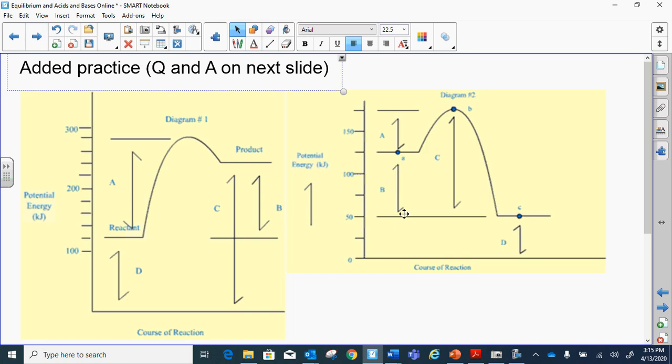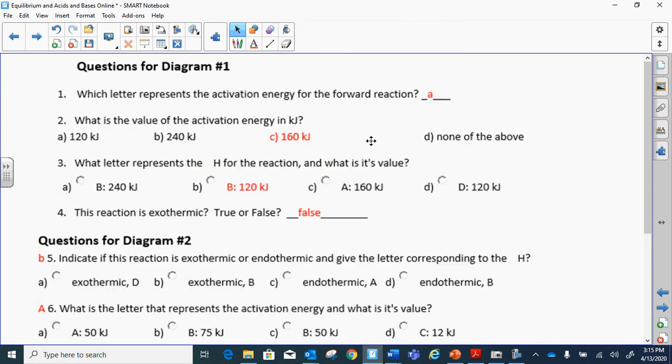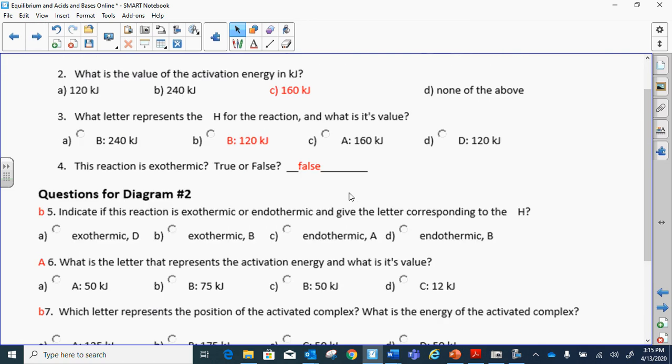These are active practice questions. I thought you could just take a look at these graphs, diagram 1 and 2, and then see if you agree with the answers that I have here.